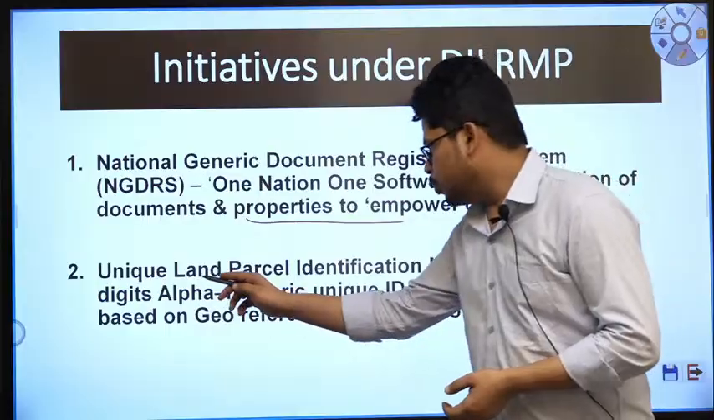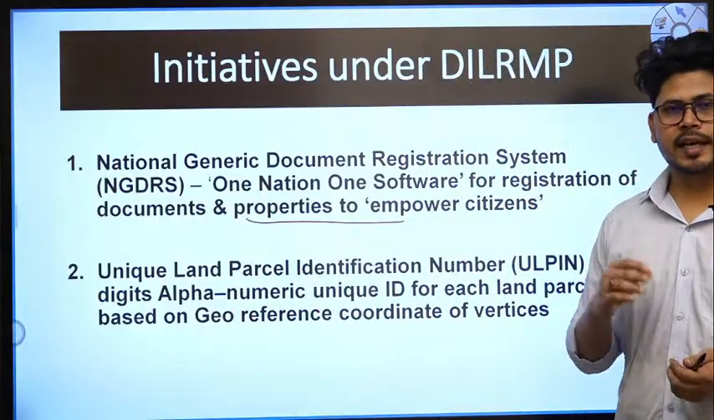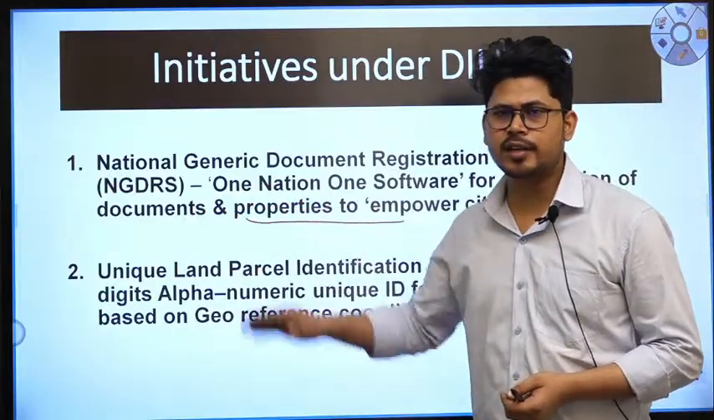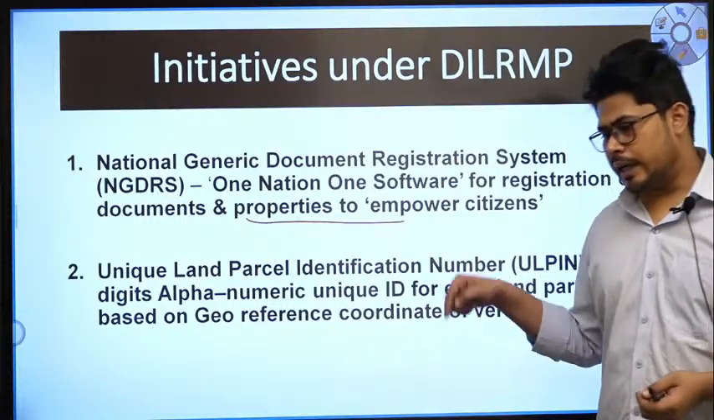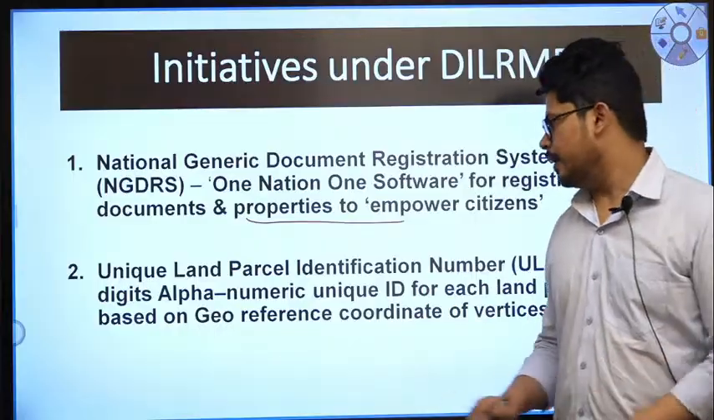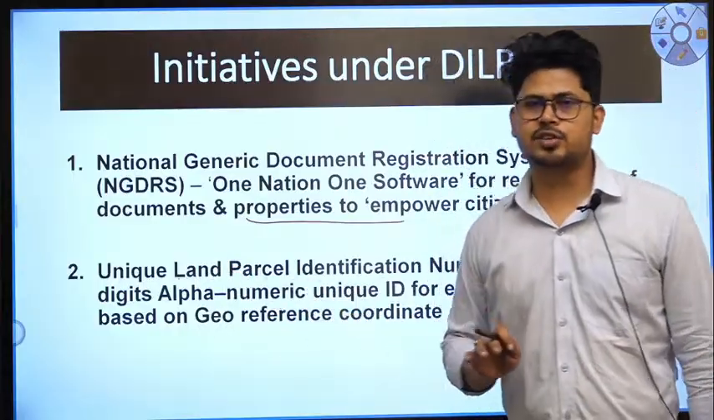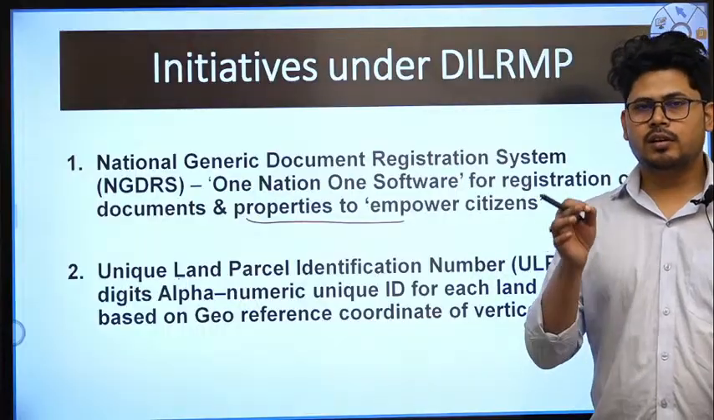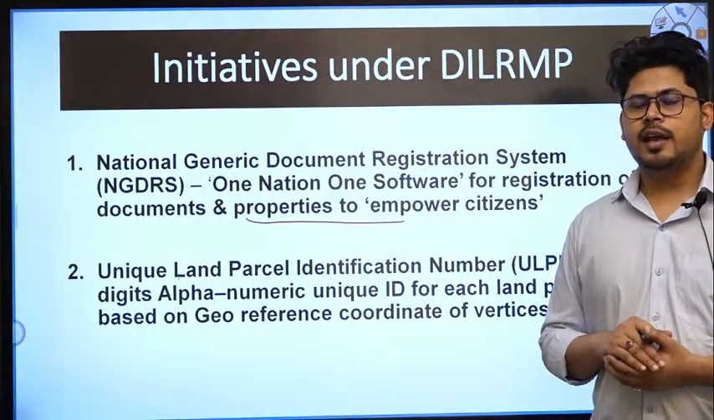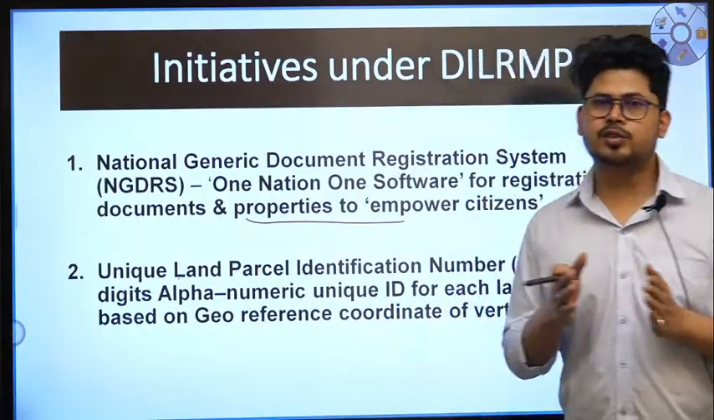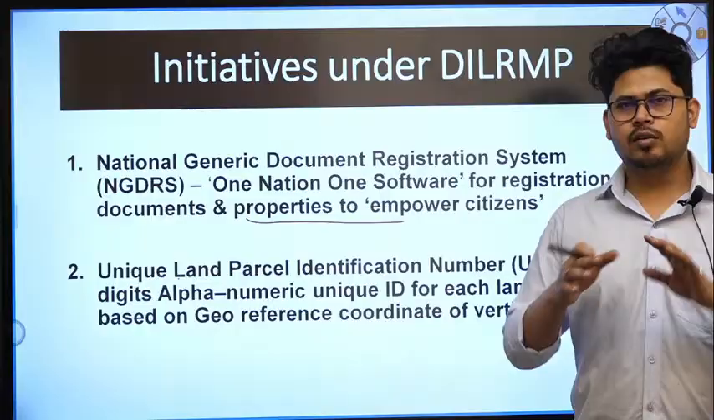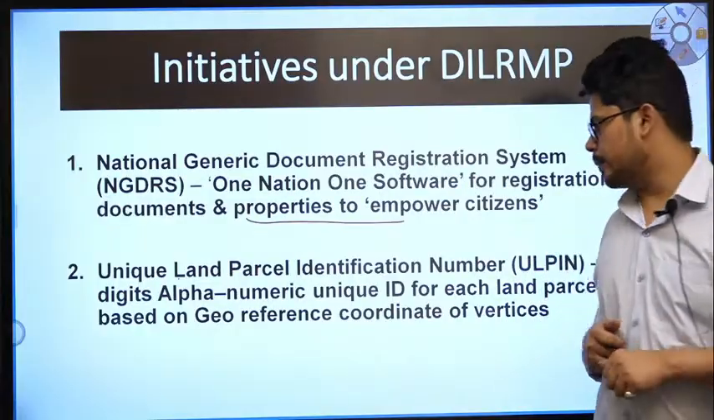The second one is the unique land parcel identification number. This has been launched in the current session in around 10 states, and it will be subsequently extended to the other states as well. It will be a 14-digit unique code allotted to every parcel of identified land, and that code will be based roughly on the longitude and latitude data of a parcel of land that has been identified.